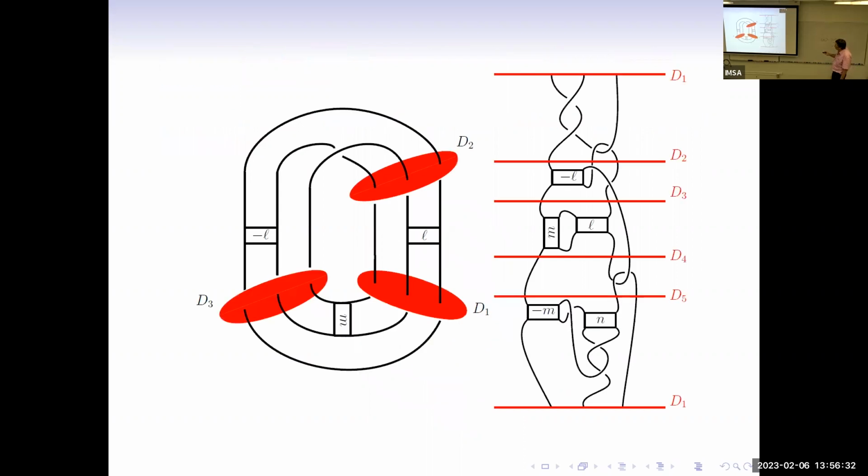Also in the other cases, in this case there are 3 disks intersecting the knot in 3 points, and here there are 5 disks intersecting the knot L in 3 points. I note that these disks have the same boundary, but they are not parallel, because in the middle there is some tangle.